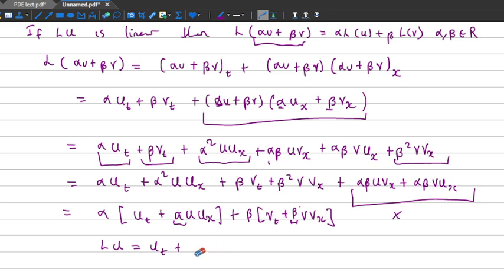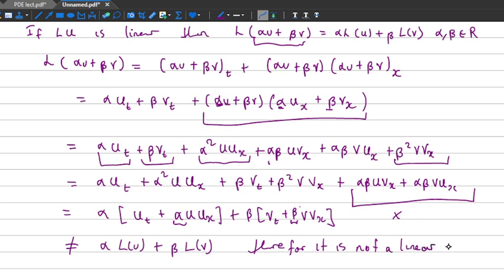So we can conclude that this is not equal to alpha L of u plus beta L of v. Therefore it is not linear. It is not a linear operator. Okay, and that would be our conclusion. So let's see what you got yourself.